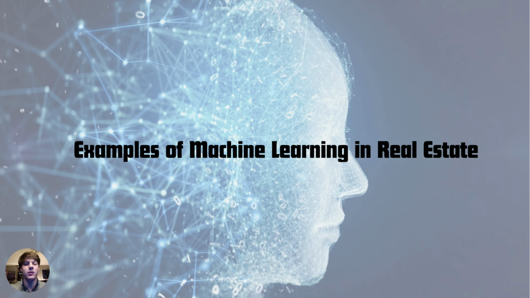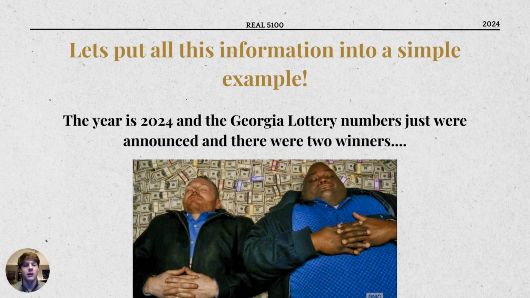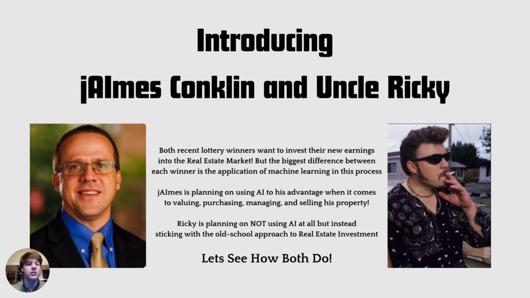What are some examples of machine learning in real estate? Let's put all this information into a simple example. The year is 2024 and the Georgia Lottery numbers were just announced and there were two winners. These two winners were James Conklin and Uncle Ricky. Both recent lottery winners want to invest their new earnings into the real estate market. But the biggest difference between each winner is the application of machine learning in this process.